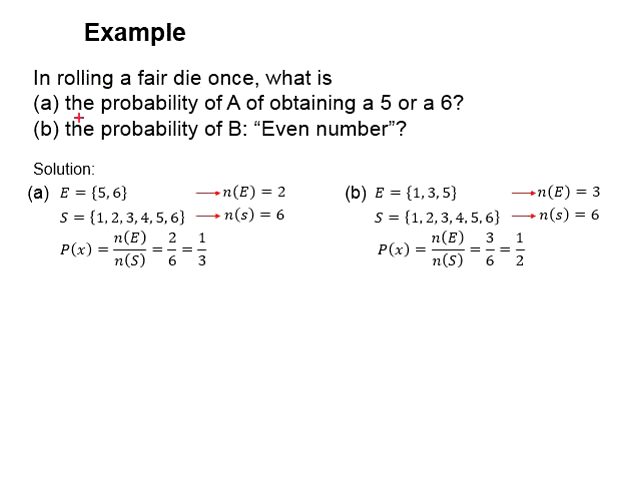Next, we look into part B. It is looking for the probability of getting an even number. An even number will be equal to 2, 4, and 6, which is 3 events, and the space will be equal to 6. The probability will be equal to 3 divided by 6. Simplified, you get half of the chances.